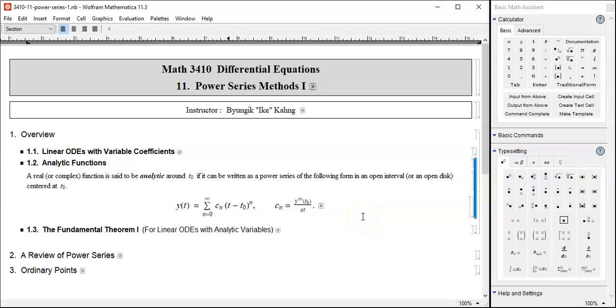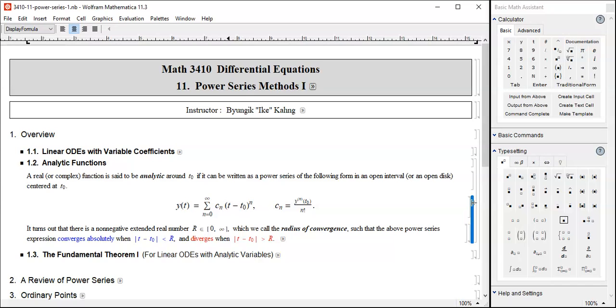A real function is said to be analytic around t0 if it can be written as a power series centered at t0 like this, in an open interval centered at t0, which we call the interval of convergence. It turns out that there is a non-negative extended real number, capital R, which we call the radius of convergence, such that this power series converges absolutely when the distance between t and t0 is less than capital R, and diverges when the distance is greater than R.